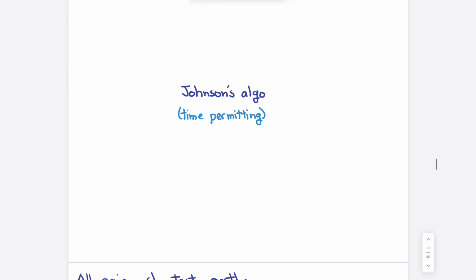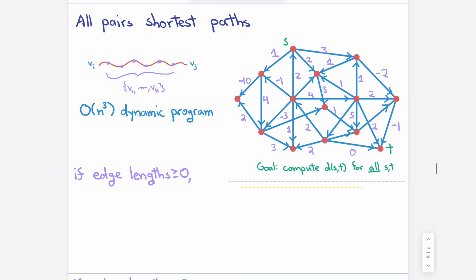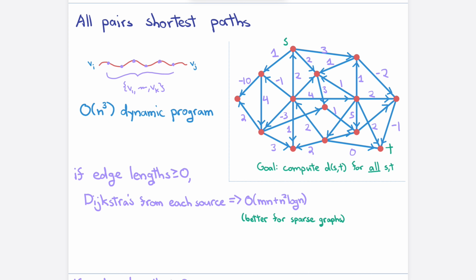We don't have time, so I won't do this. Maybe I'll only mention what the motivation is. If the edge lengths were all positive, after all this work we just did, you could just run Dijkstra from everyone and be done in mn plus n squared log n time, right? So there is an approach where you try to take all the edges in the graph and make them non-negative in a way that does preserve the shortest paths, and then you can run Dijkstra from everyone.